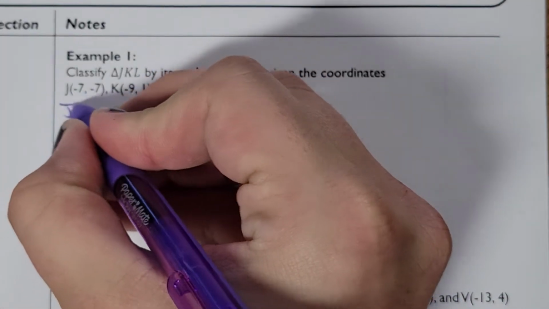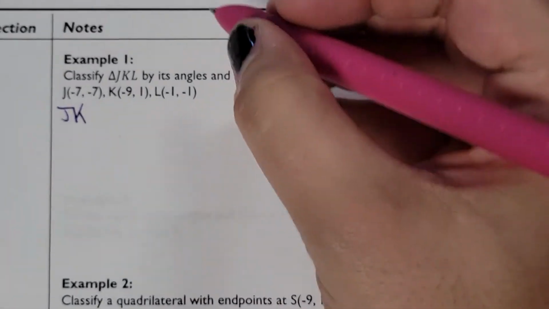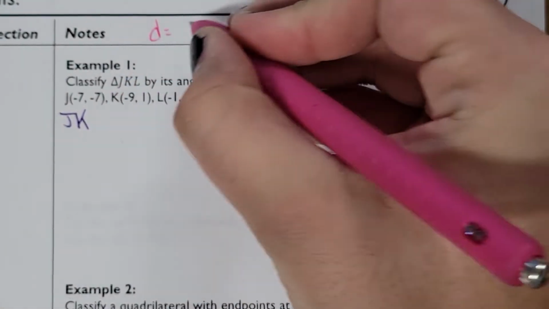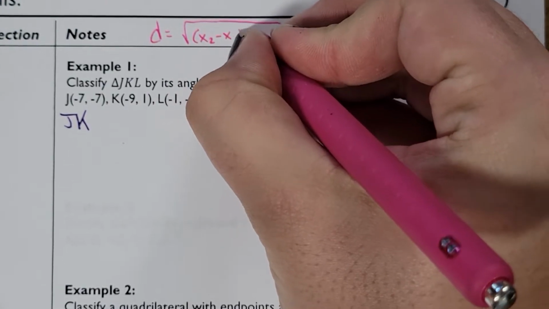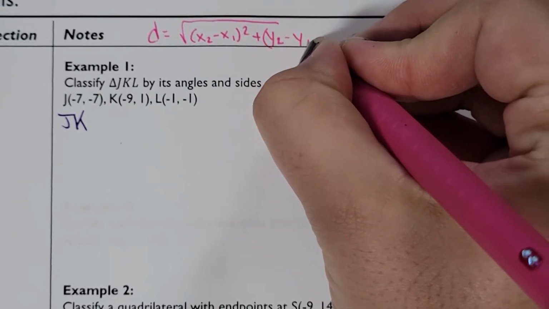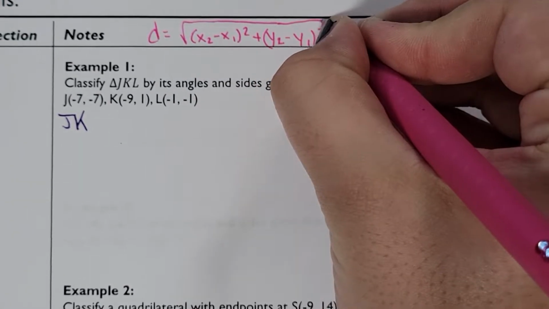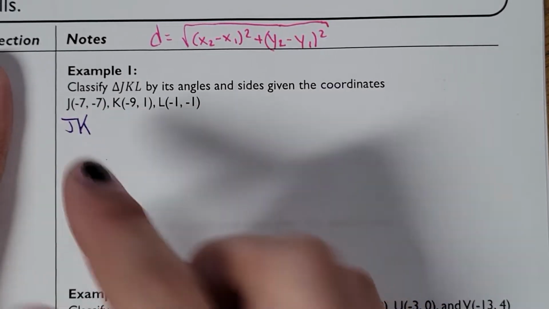So the distance from J to K, which means we're going to need to use our distance formula. If you don't remember what that is, we can write that up here real quick. Distance equals the square root of x2 minus x1 squared plus y2 minus y1 squared. So if you've forgotten that, there it is. So I'm going to start with J to K.